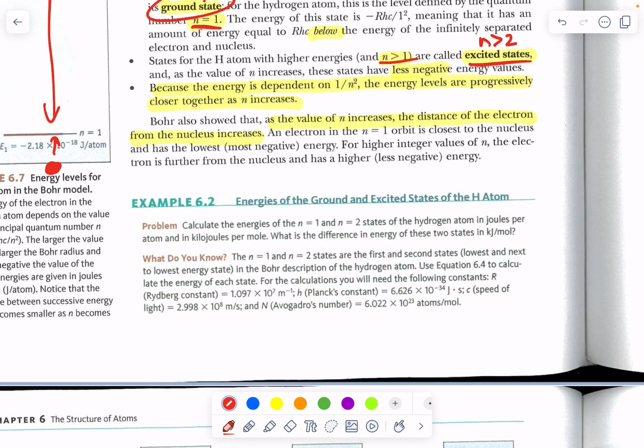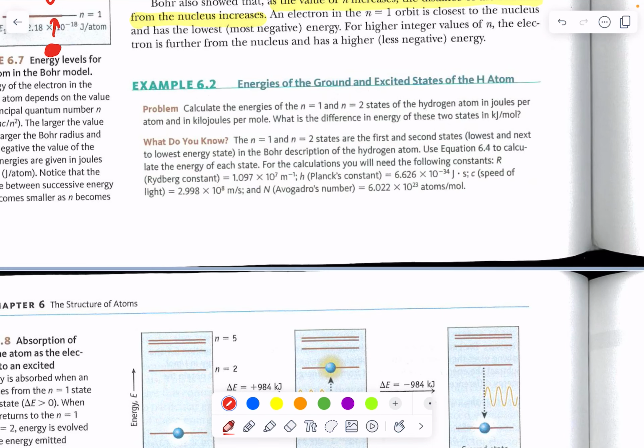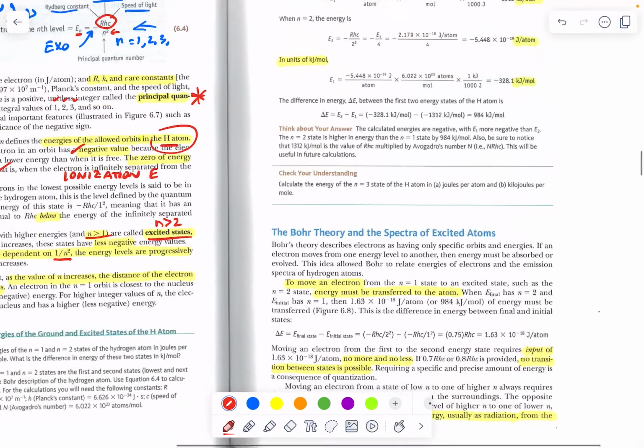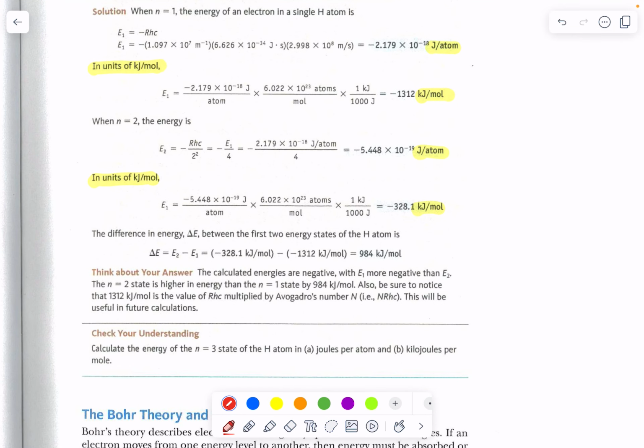And the energy is dependent on this inverse square law, which is why those energy levels get closer and closer together, as I showed over here, as you get farther from the nucleus. Now, if we look at a math problem, it says calculate the energies of n equal one and n equal two states of the hydrogen atom. How much energy is that electron going to have when it falls from the second down to the first? And that math problem just requires us to plug our numbers in.